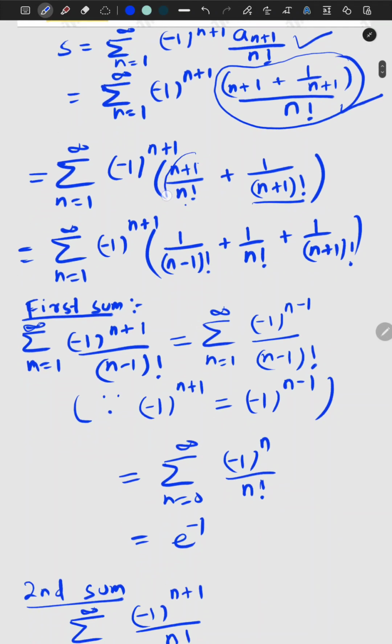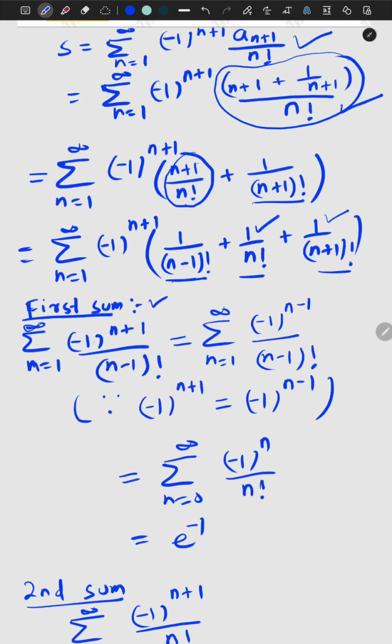Further, if we simplify this term, it gives n by n factorial, where n gets cancelled out, so it gives 1 by (n minus 1) factorial, and the other term is 1 by n factorial. And the third term remains as it is. So finally we got three terms: first one, second one, and third one. If we separate these terms, we will get three sums: first sum, second sum, and third sum. So first of all we have to calculate these sums separately. First we will consider the first sum.